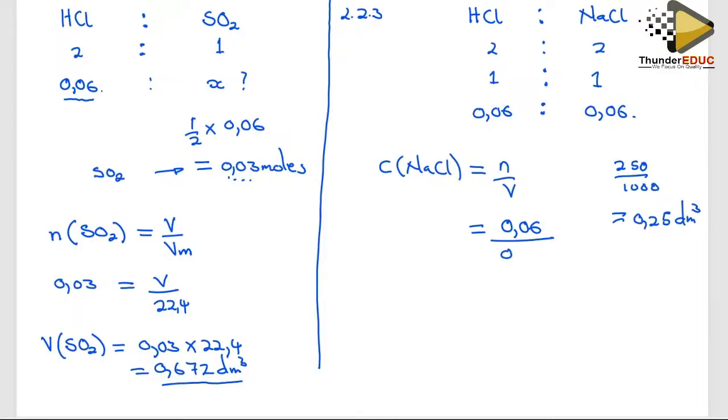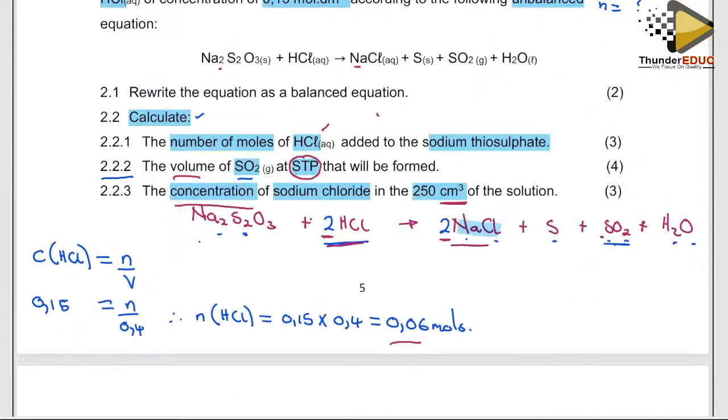Therefore, I'm going to divide by that value, which is 0.25. So 0.06 divided by 0.25, I'm getting a value of 0.24. So this is now in mole per dm cubed, because this is our concentration. So we are done with question 2.2.3.